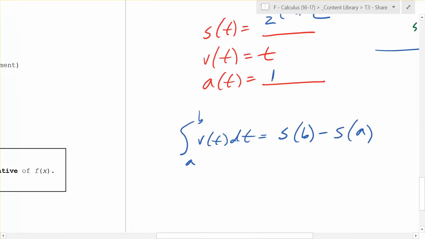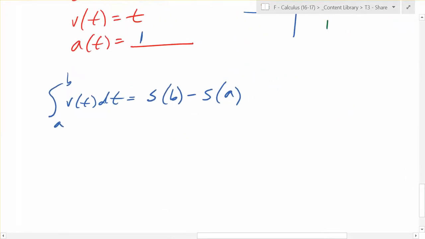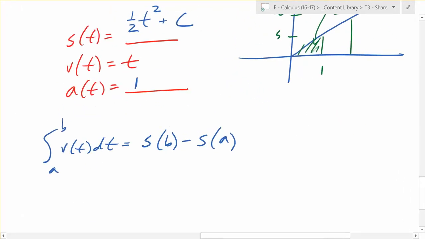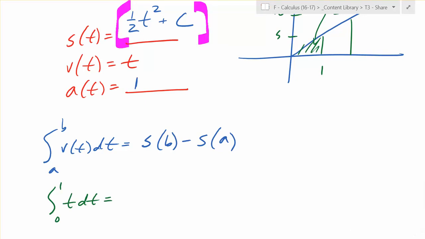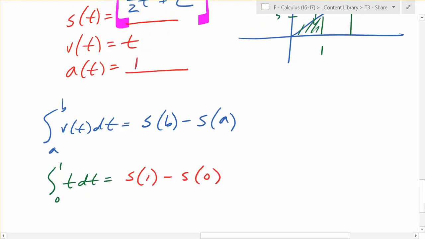Let's go back to here. It's a little fuzzy. I know, it's a lot here, but let's go back to this. What I'm asking you now is, let's do it using calculus. From 0 to 1, what was it? It was t dt, right? What is s of t? It's right there. What is it? 1/2 t squared, right? So we would want it to be s of 1 minus s of what? 0. Okay, what is s of 1?